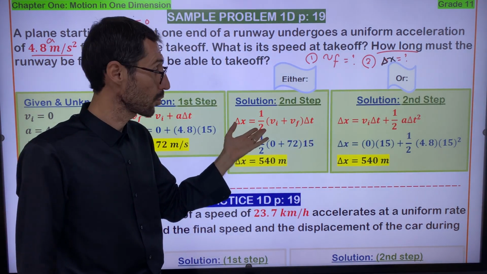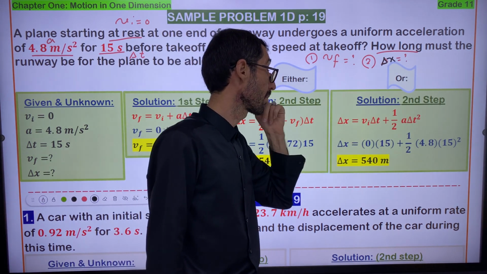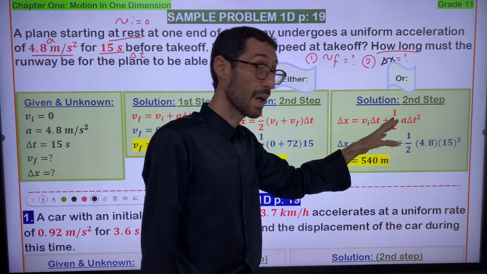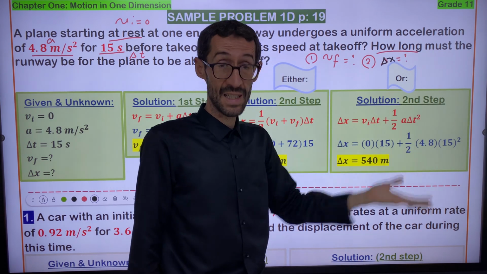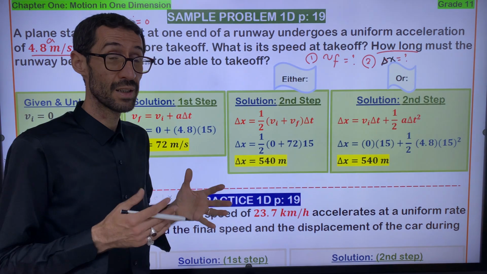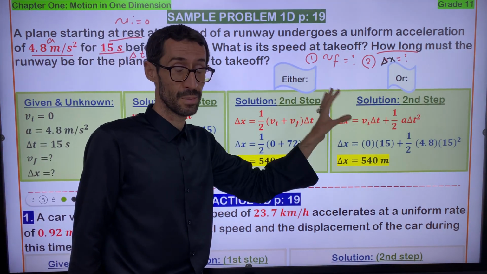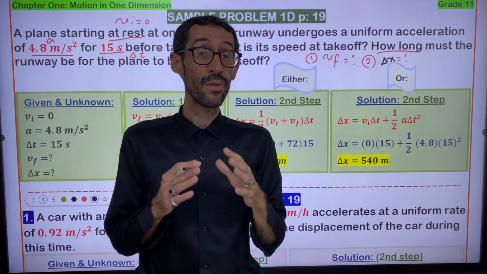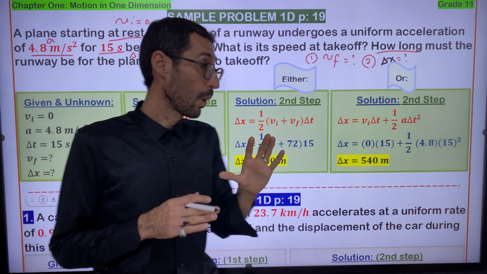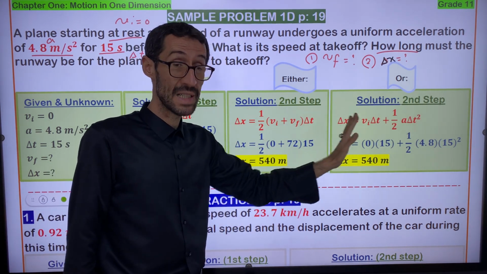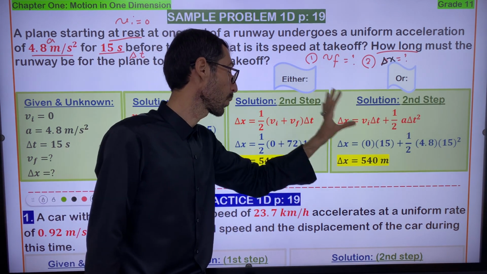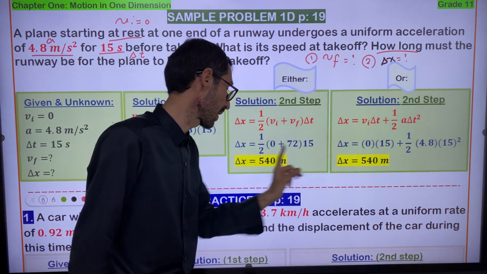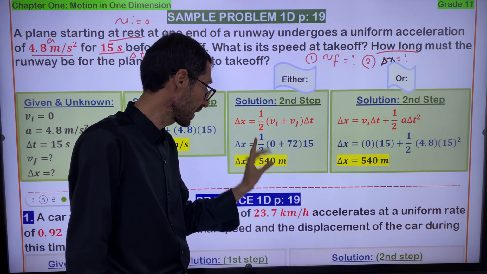Maybe you forget this rule, but this law comes to your mind, and you obey this law. That's why you are free. It's optional, but I mentioned both laws, and keep in mind that you have to get the same result. Whatever rule is used, it doesn't matter. You have to get the same result. Delta x is 540 meters.